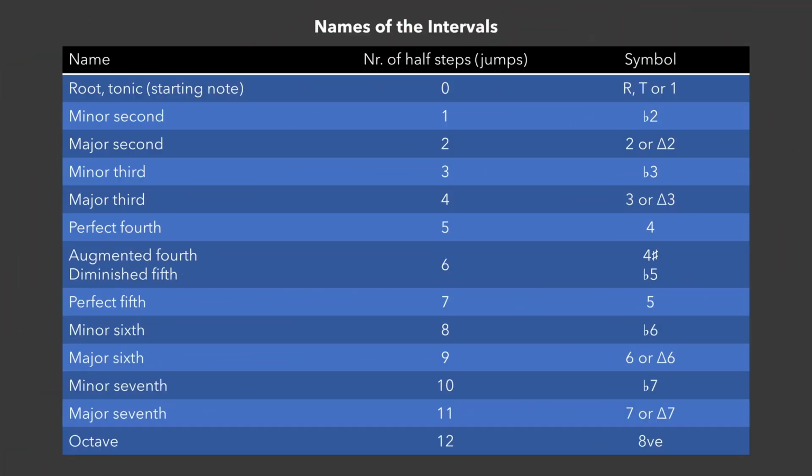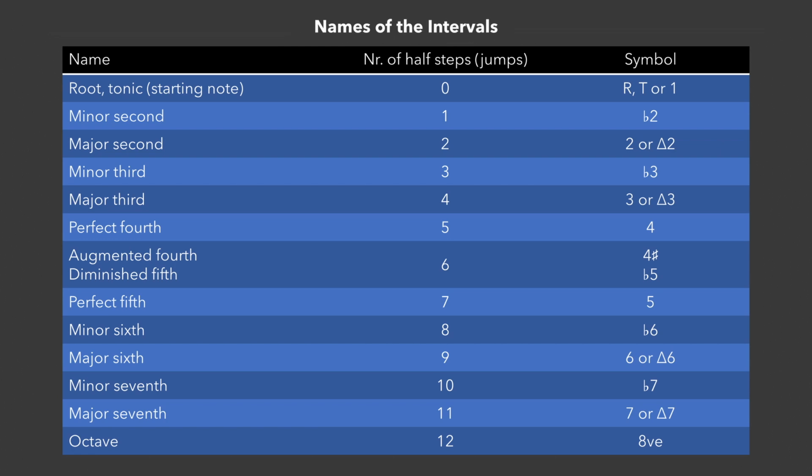Each of these steps has a name. We name them starting from whatever note you choose in the following way. So we have a starting point and then we take the first jump. That first step we call a minor second. If we take two steps from that starting point, that jump we would call a major second. The third one, a minor third, the fourth one, a major third, and so on and so forth, as you can see on the screen.